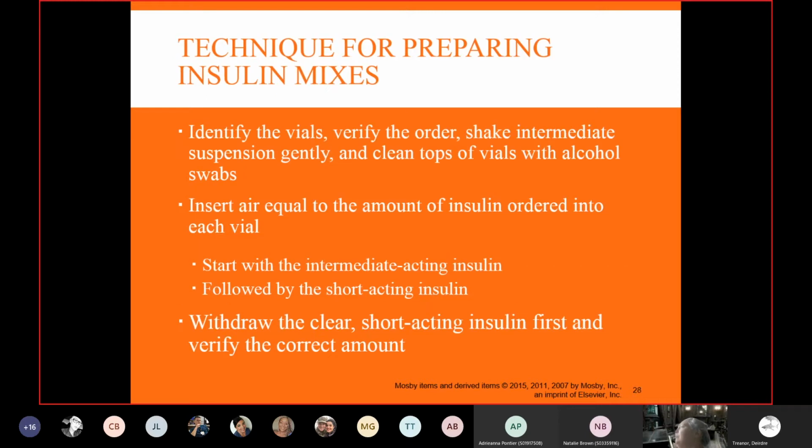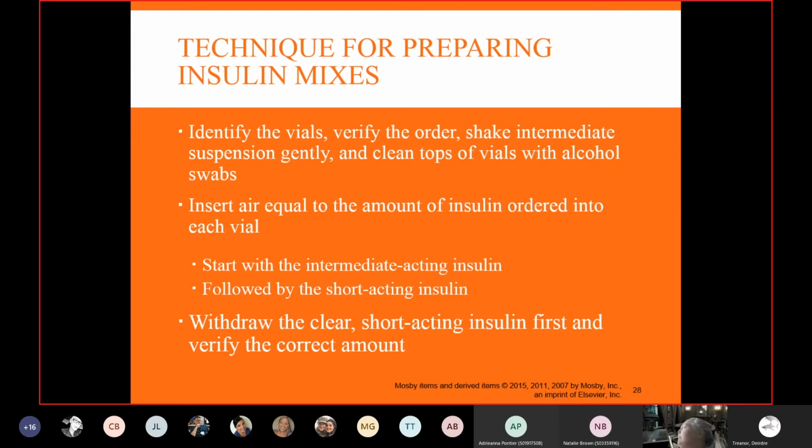So how do you prepare insulin mixes? Make sure you identify your vials, check your order. Don't shake. I'm just going to say don't shake. Let's just not shake insulin vials. Let's roll them between our hands.